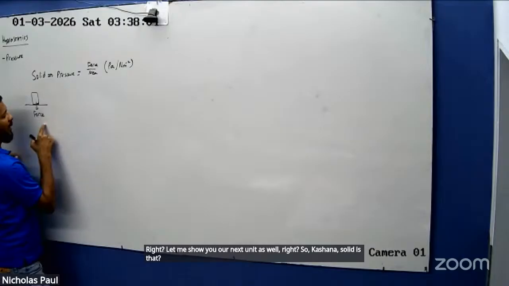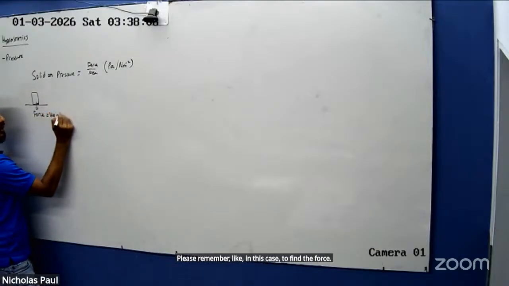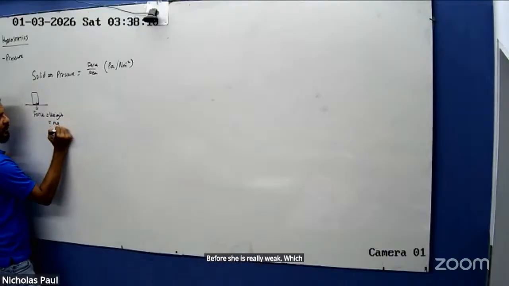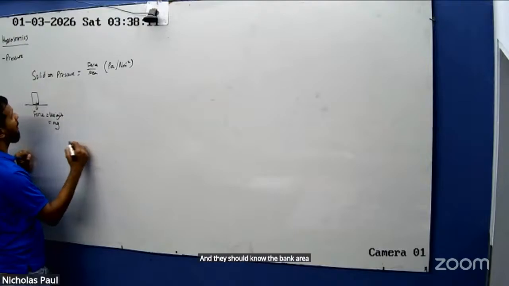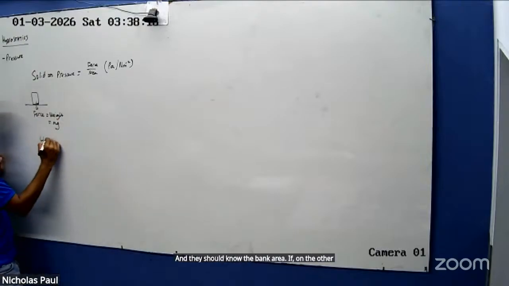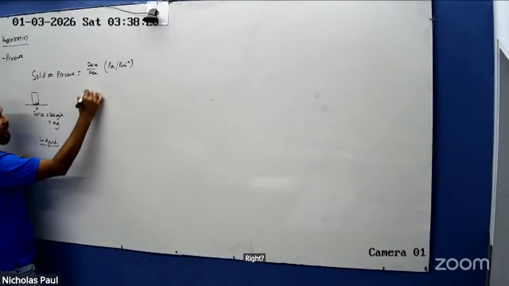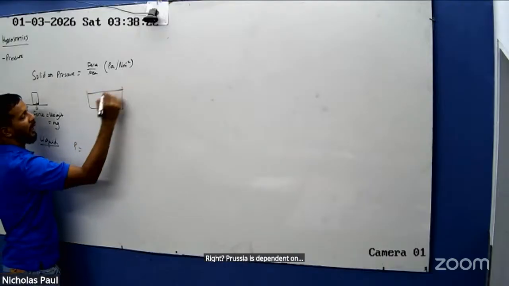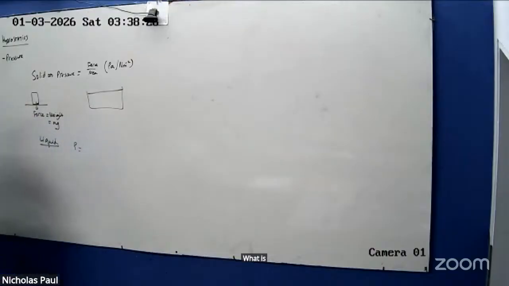So pressure on a solid is that. Please remember, like in this case, to find the force here is really the weight, which is mass by gravity, right? And you should know how to find area. If on the other hand, now is a liquid, right? Pressure is dependent on, anybody remember online? What is pressure dependent on in a liquid?